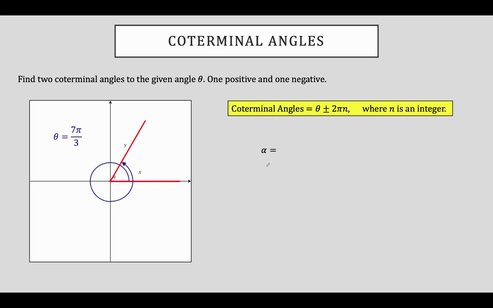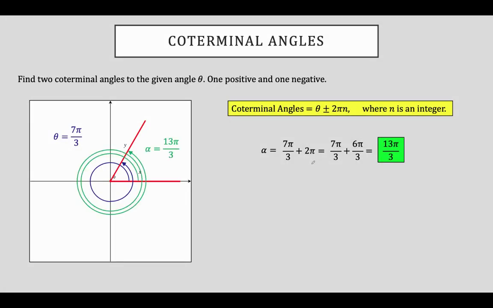To get a positive angle, we could very easily just add 2 pi. 7 pi over 3 plus 2 pi, I get my common denominator. 7 pi over 3 plus 6 pi over 3 gives me 13 pi over 3 as a positive coterminal angle. There I have 13 pi over 3. So notice what I did is I had 7 pi over 3, which is in blue here, and then I just completed one more full revolution. I added on another 2 pi. That gave me 13 pi over 3.